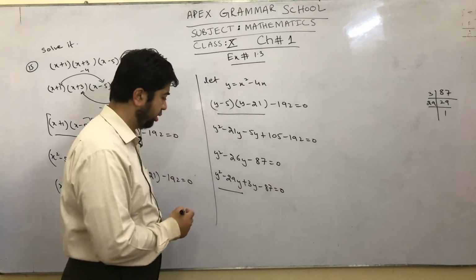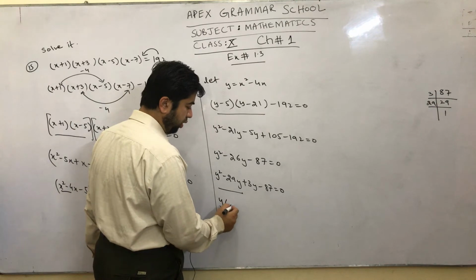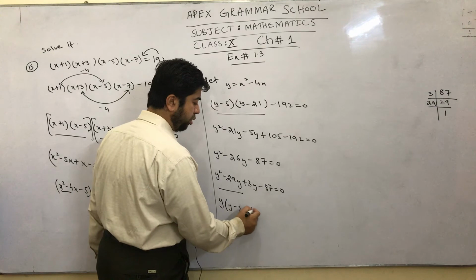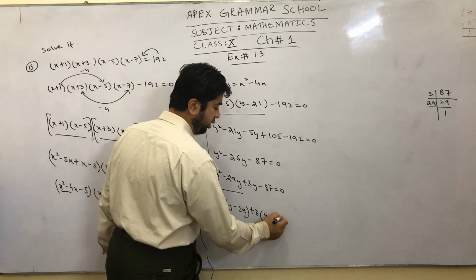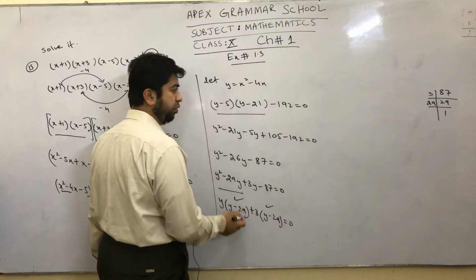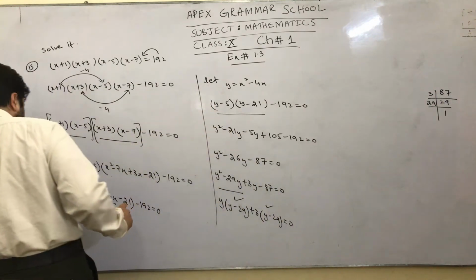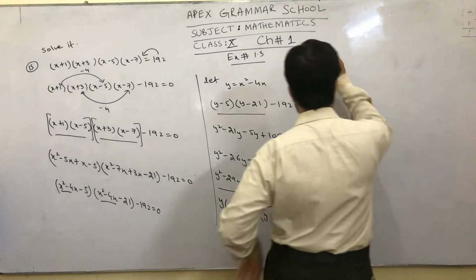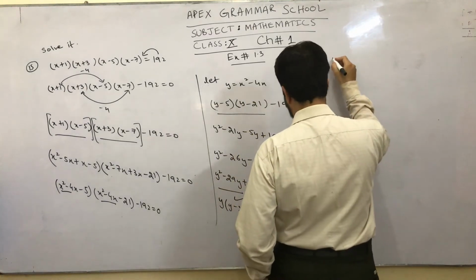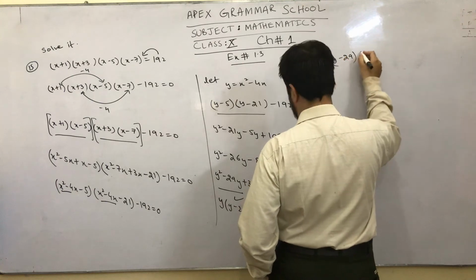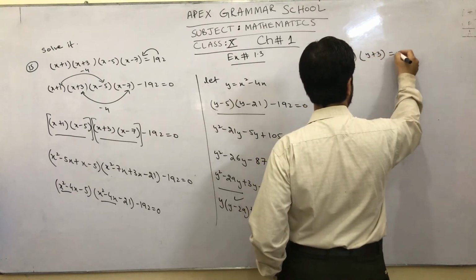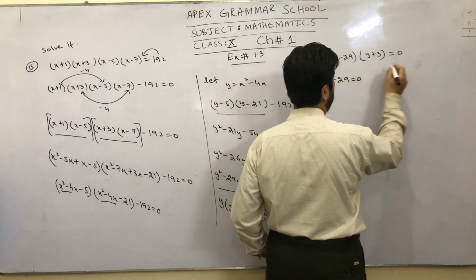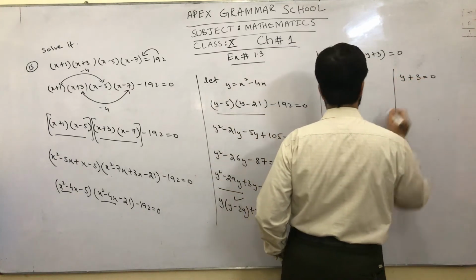What is common here? Yes, y is common. So y minus 29. What is common here? 3 is common here. So y minus 29. So if both these values are similar, what you have to do now, it is y minus 29 one time and y plus 3 one time is equal to 0. Now separate it, y minus 29 is equal to 0 and y plus 3 is equal to 0.